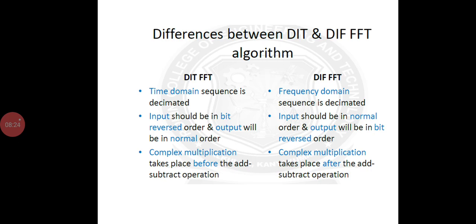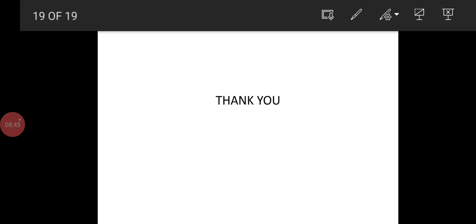Also, in the DIT FFT algorithm, complex multiplication takes place before the add-subtract operation. In the DIF algorithm, complex multiplication takes place after the add-subtract operation. That's about the difference between the DIT and DIF algorithms, and also the computation of DFT and DTFT by using the FFT algorithm.